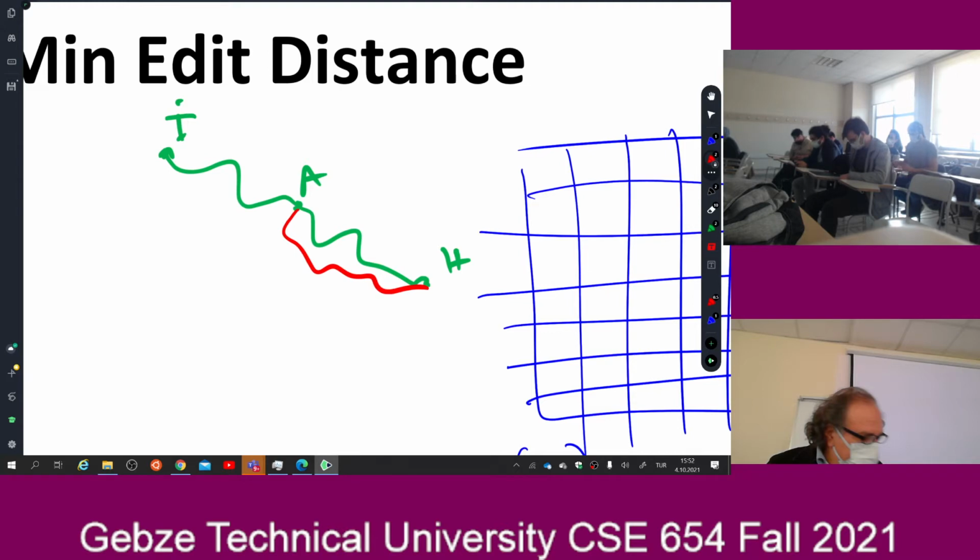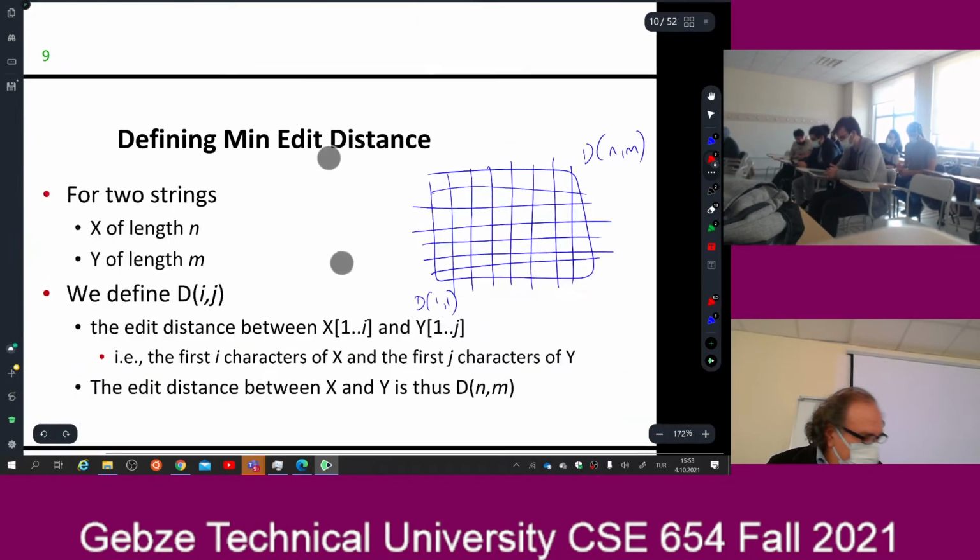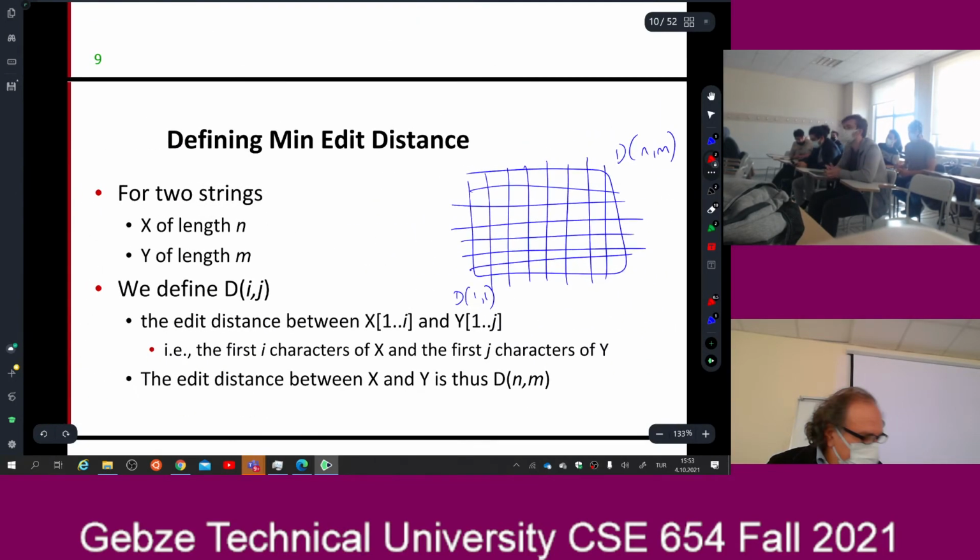If I keep finding these kinds of optimal subpaths, and if I add them up, I am going to find the optimal path between Istanbul and Hakkari. Okay, so use this idea for the minimum edit distance. So what am I going to do? Instead of finding the edit distance between intention and execution, I am going to find the edit distance between subwords of it.